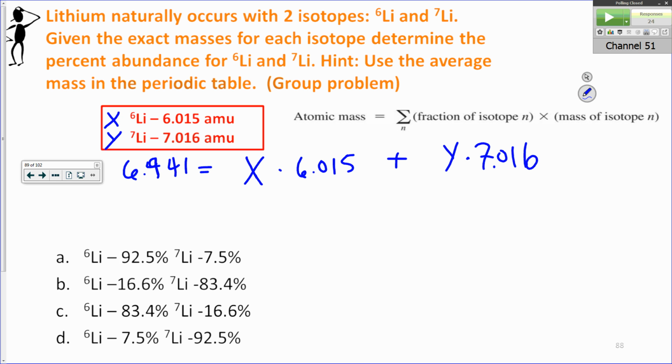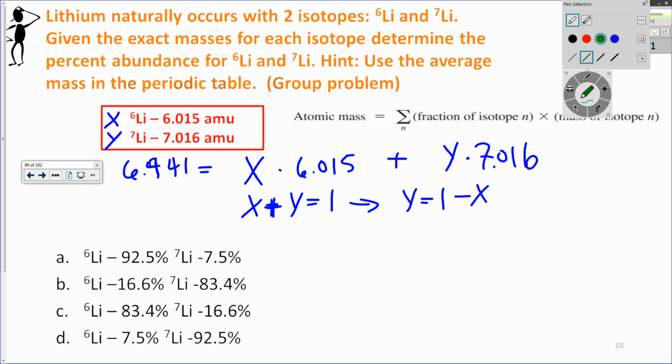In all these cases, if you add them together, they're 100%. So X plus Y equals 1. The way I'm going to work this is to solve one in terms of the other. I'm going to rearrange this equation to say that Y equals 1 minus X. Now I'm going to substitute that into the equation for Y, so the equation on top is only in terms of X.